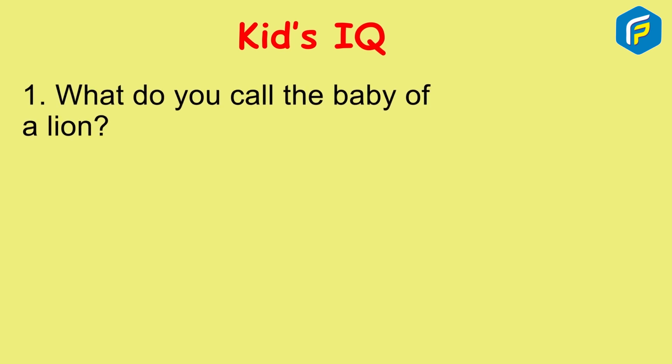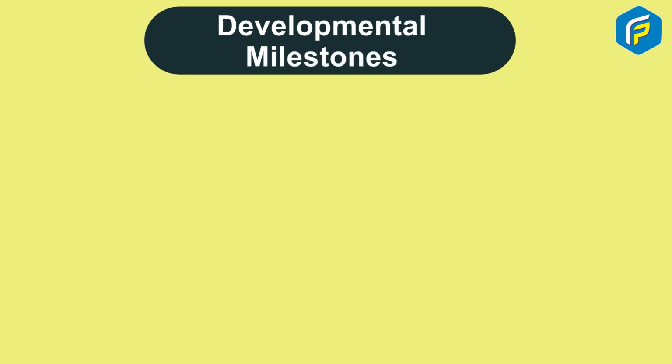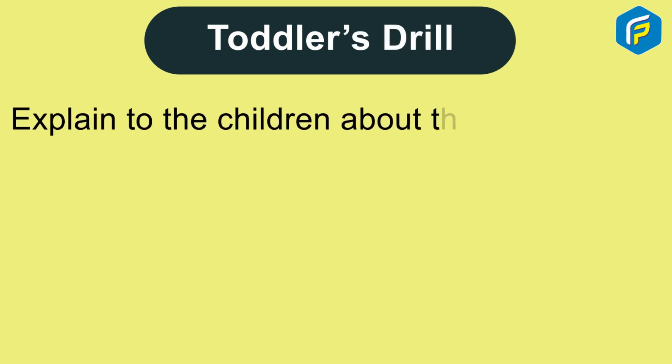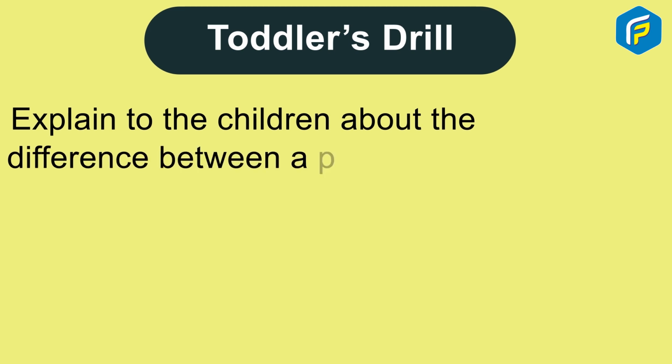Kids IQ. What do you call the baby of a lion? When do you see the sun? Developmental milestones: differentiation, auditory observation. Toddler's drill. Explain to children about the difference between a pup and a dog. Have fun and learn.